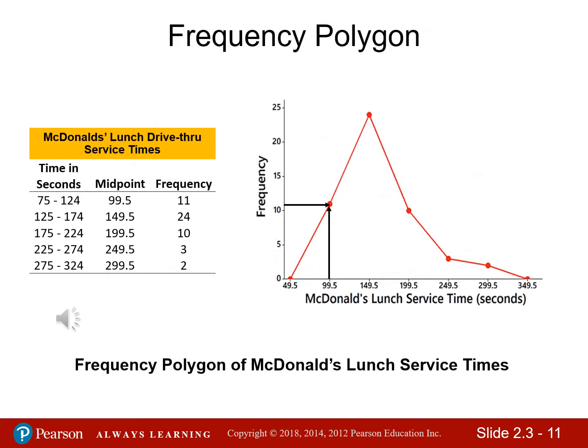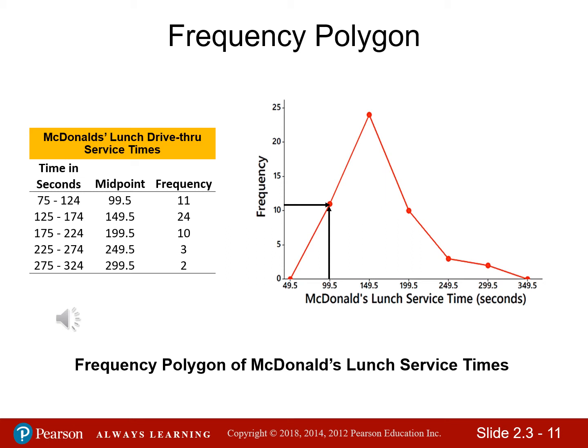A frequency polygon uses line segments connected to points located directly above the midpoint values. The midpoint value of each class is labeled on the x-axis. The y-axis of the graph will mark the frequency of each class.